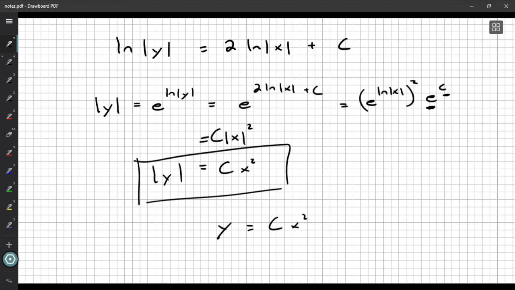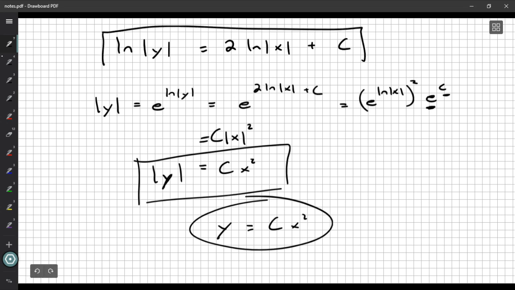Especially because, well, what would y need to be for its absolute value to be cx squared? Well, y here is either going to be plus or minus cx squared, because then the absolute value gets rid of it. And the plus or minus can kind of absorb with the c. So this is an acceptable answer as well. They're both good. Or if you're not interested in solving for y explicitly, a relationship like this works just as well.